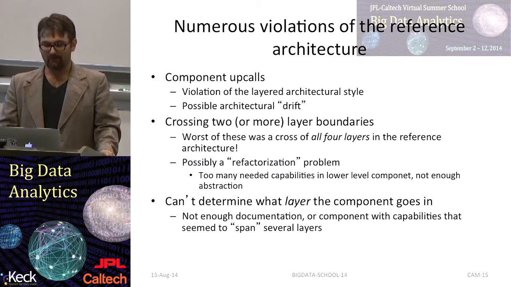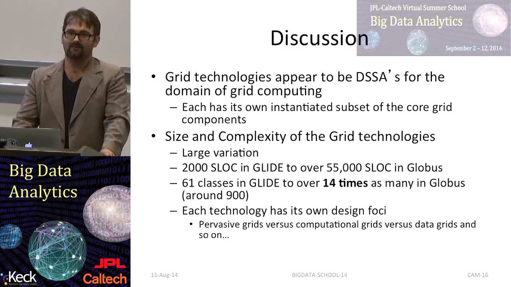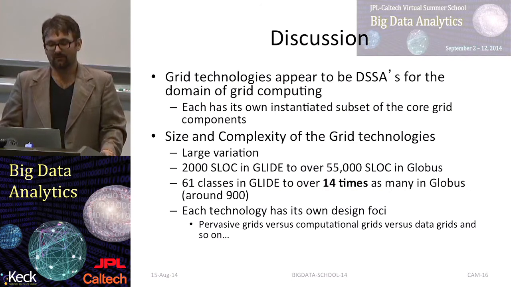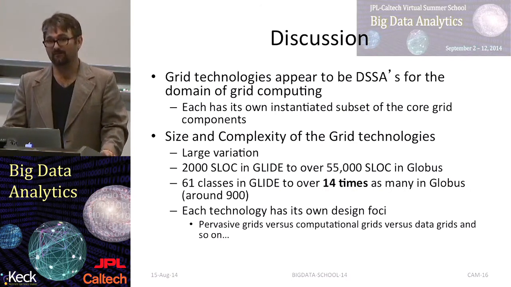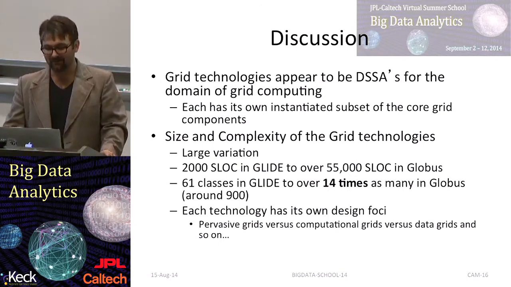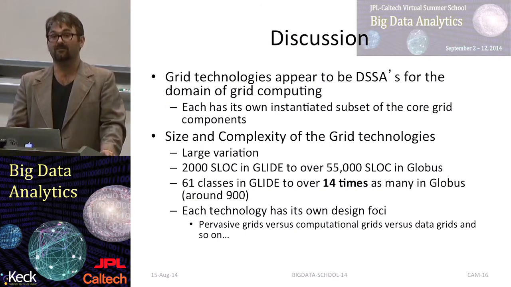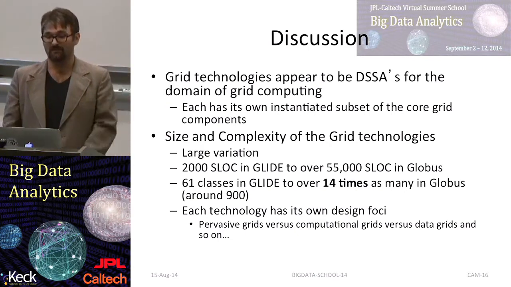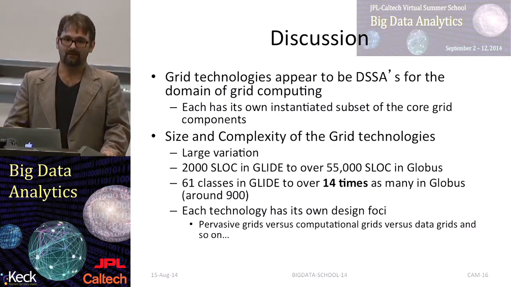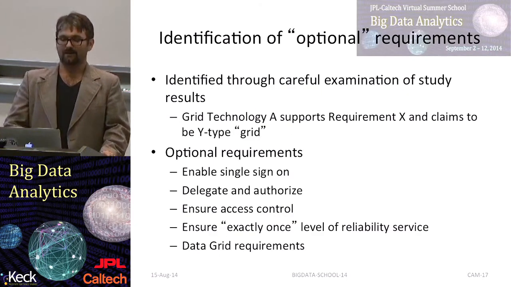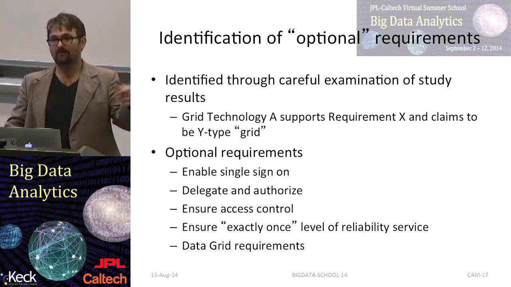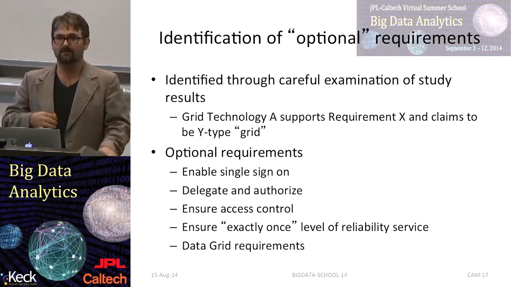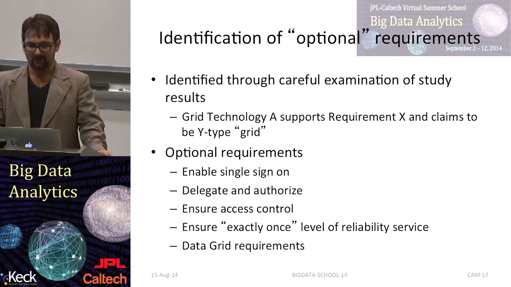Okay, what we gleaned from that is that grid technologies tend to be a domain-specific software architecture for the realm of grid computing, right? They exhibit a core set of reference requirements. They have similar components and styles, even though there are violations. They have a large variation in terms of their size, number of components, cardinality and things like that. They also have optional requirements, right? And this is identified through the fact that not all grids satisfy these collective level requirements. Not all of them satisfy even these layer-specific requirements, okay?